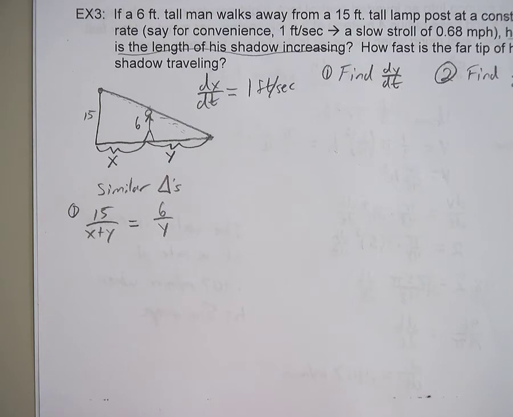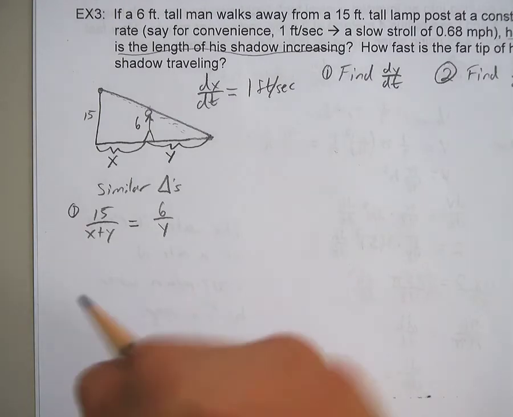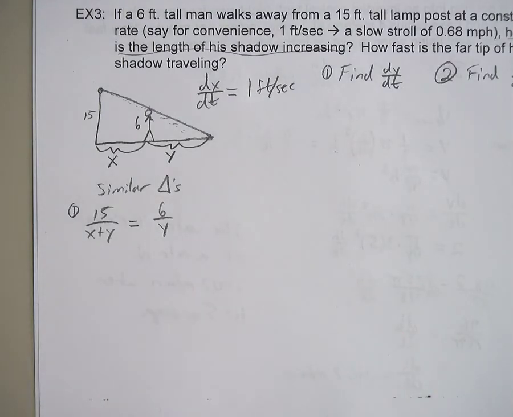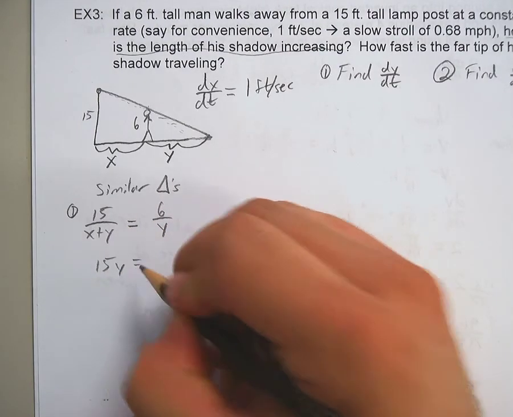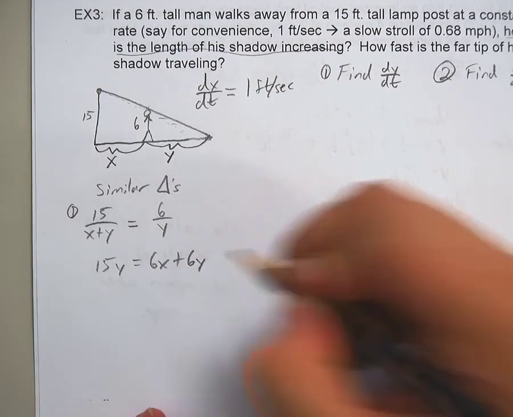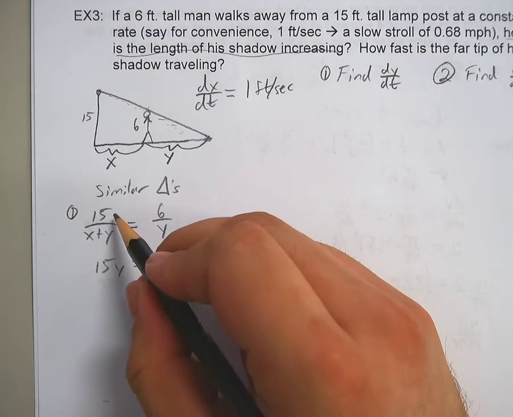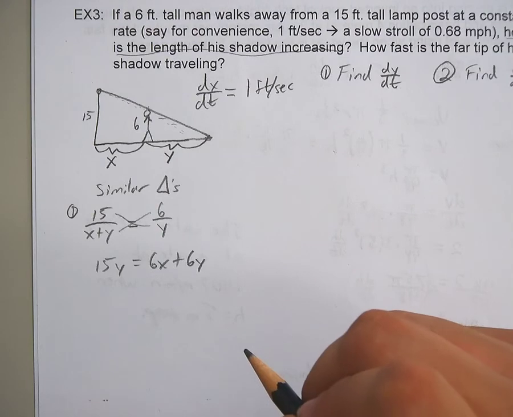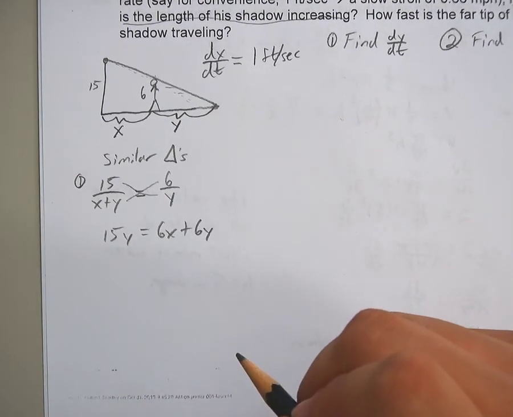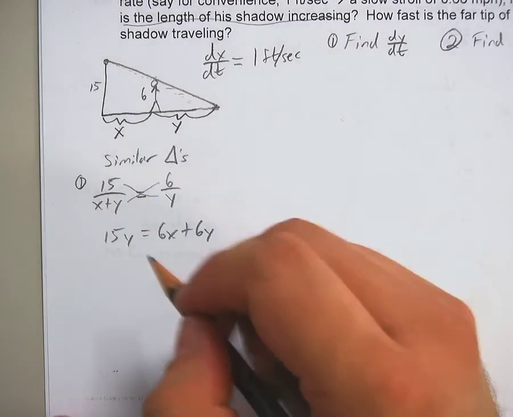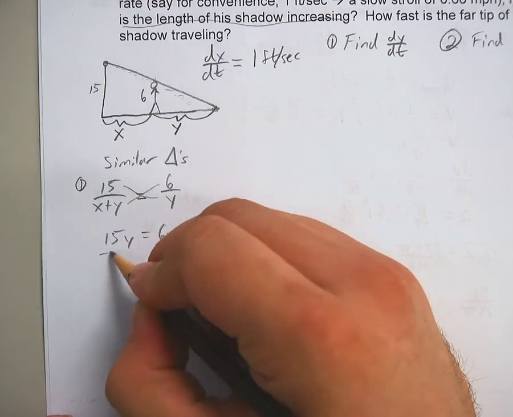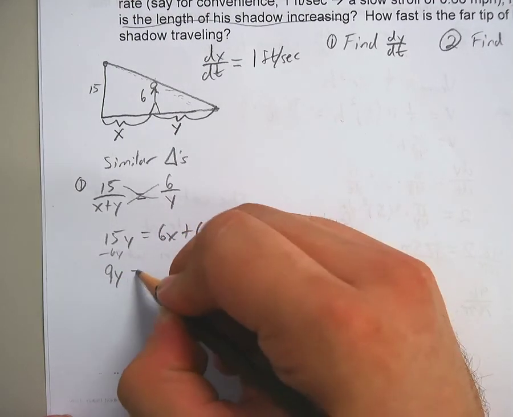Okay? 6 over y. So I just set up two similar triangles, two similar ratios, a lot like I did on example number 1. So what I'm going to do here is I'm going to go ahead and cross multiply. You get 15y is 6x plus 6y. Right, cross multiply. 6 times x plus y is 6x, 6y. Solve it out a little bit here. Get your y's on the same side. We got minus 6y, minus 6y. So 9y is 6x.